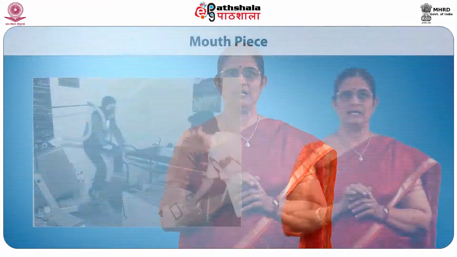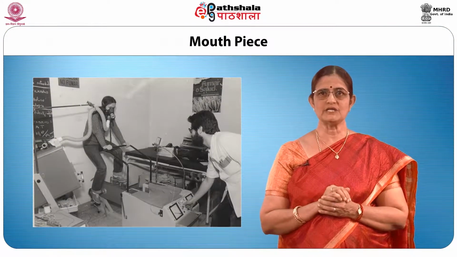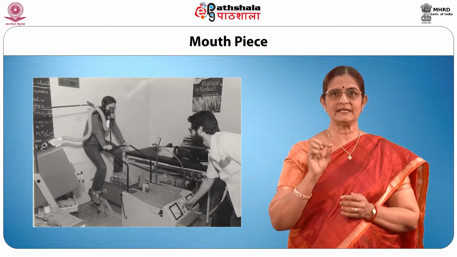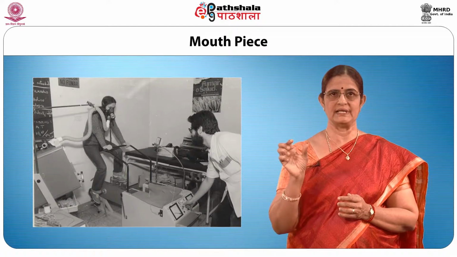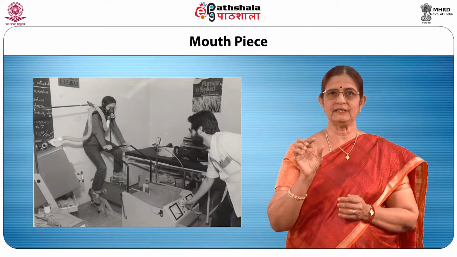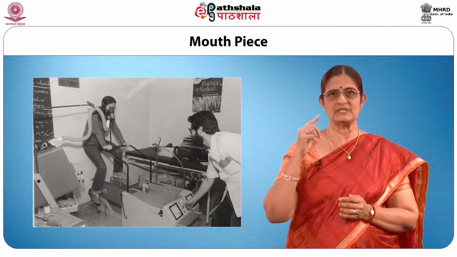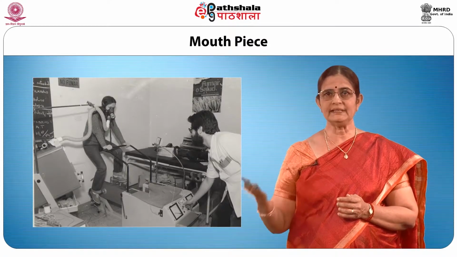The next one, third part, the mouthpiece. This is the mouthpiece attached to the metallic piece, the other end of which is connected to the rubber tubes. One tube is connected to the spirometer through which oxygen is supplied to the subject undergoing the test.